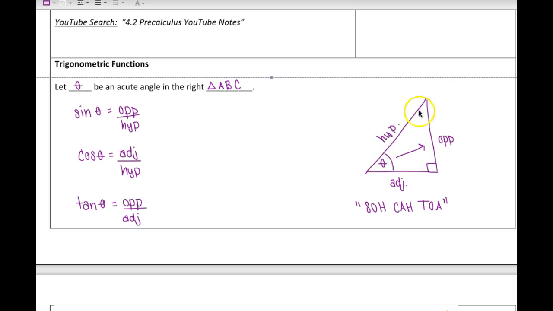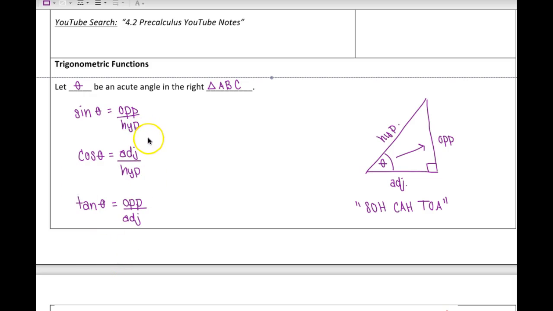Theta is one of the acute angles. The opposite side is the side that does not touch the angle. So if you notice, the hypotenuse and the adjacent side converge at the vertex of theta, but the opposite side does not touch that angle. And then the adjacent side is the shorter side that's attached to the angle. Okay, so these are the trig functions you learned in geometry.